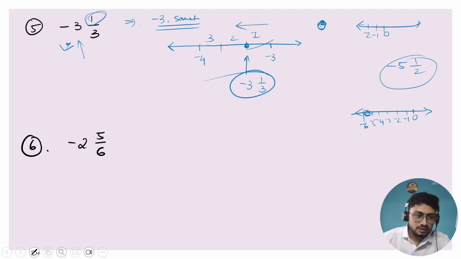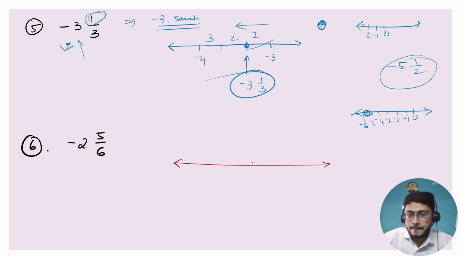Again, one more question. Okay, with your favorite color. But this thing is not straight. Okay, I know everything should be straight. So minus 2 5 upon 6. This number is between which two numbers? Between minus 2 and minus 3. Between minus 2 and minus 3, how many partitions do I want? 6 partitions: 1 2 3 4 5 6.